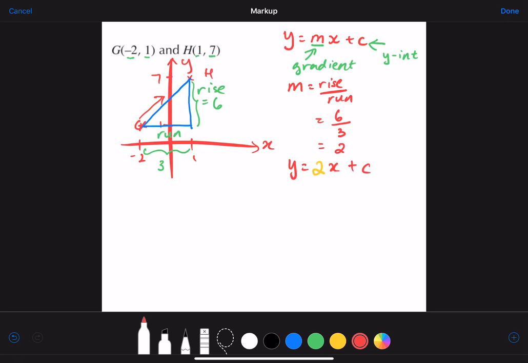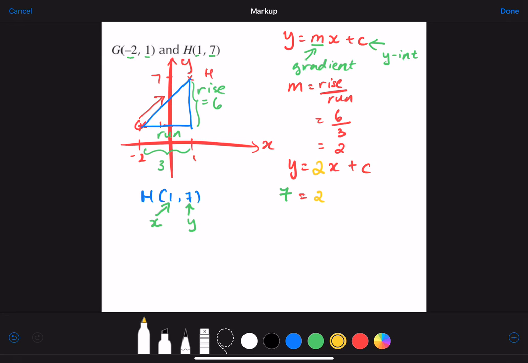So this gradient has already been found. Now we still need to find the c value, right? What we need to do is to use one of these two coordinates. I'm going to use H simply because the values of y and x are both positive. So I'm going to write down here, H is 1, 7. If you recall, the first value is always the x value of the coordinate, and the second is the y value of the coordinate. So we're going to replace this here: instead of y, we're going to have 7.